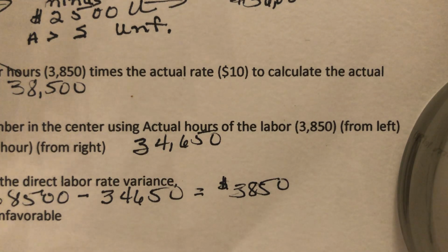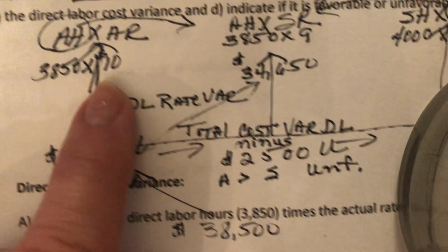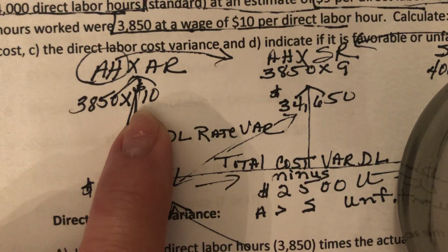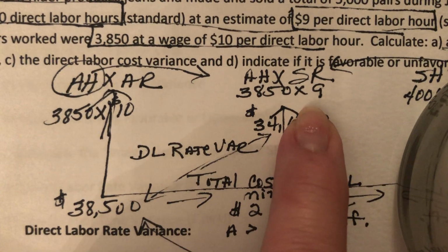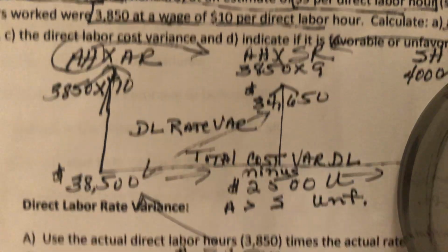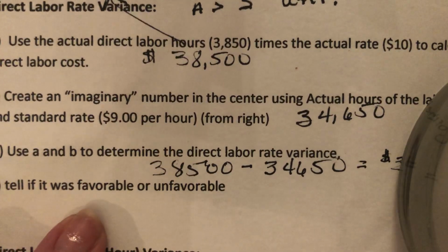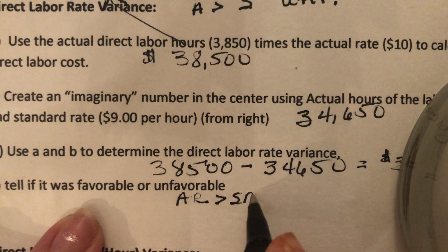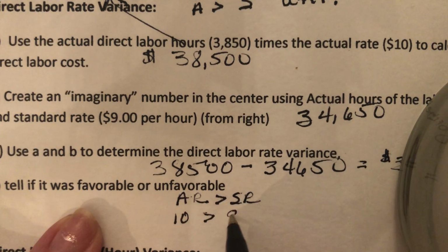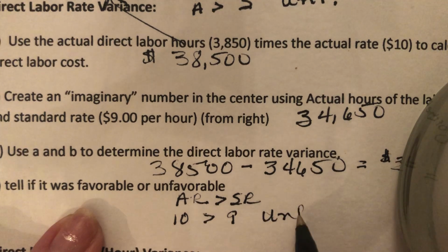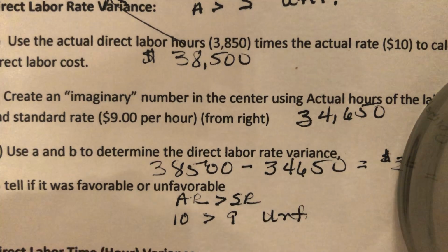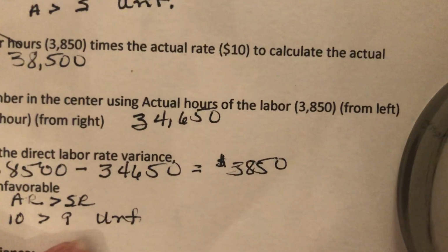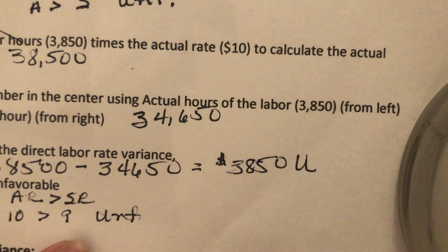Well, since this is the rate variance, let's look at our rates. We spent $10 an hour. That's what we gave them. We budgeted $9 an hour. So in this case, the actual rate was greater than the standard rate. So that makes it unfavorable. Now, it was good for them, but not for us. It caused us to spend too much money. And the question is, well, why?